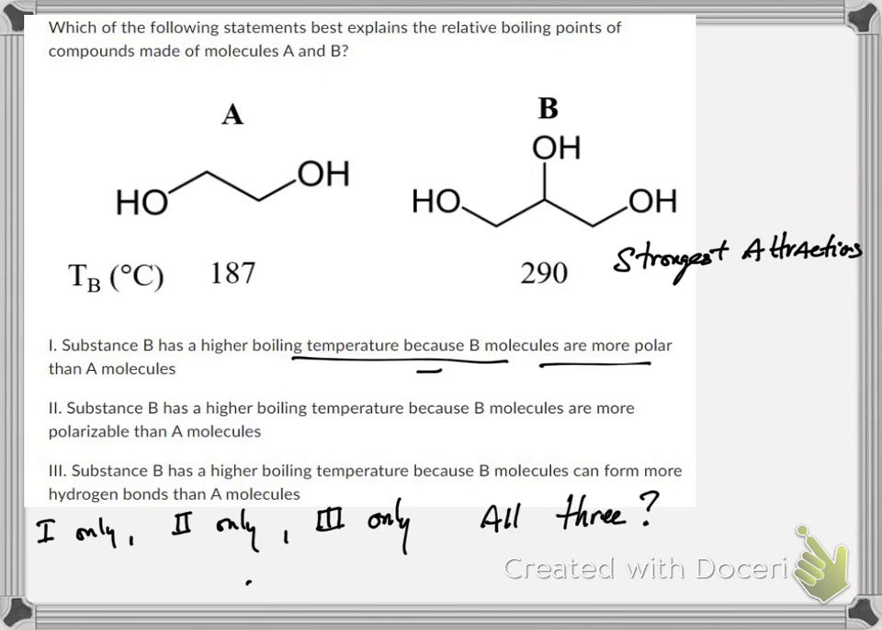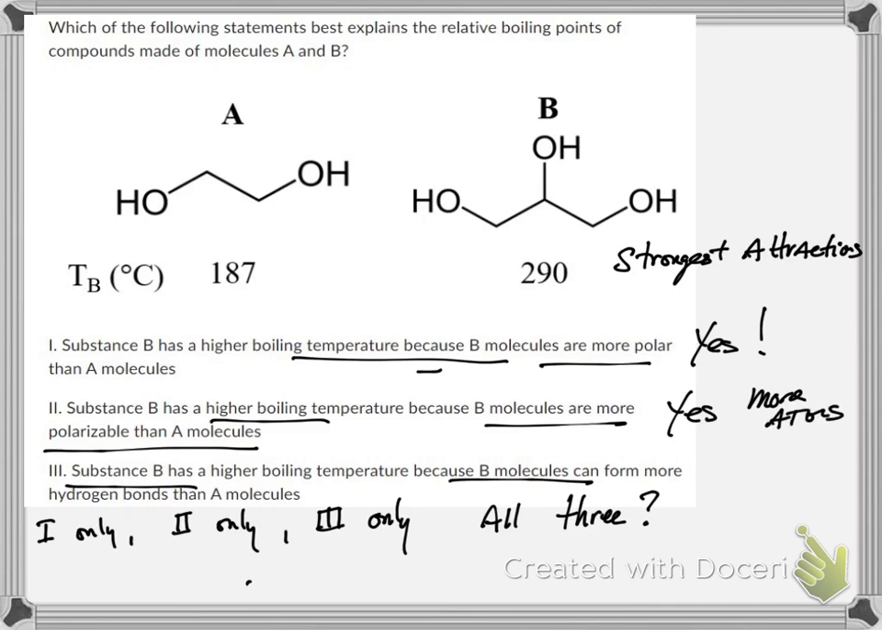So substance 1 has a higher boiling point. This is what 1 says, because B molecules are more polar than A. That's true. There's more OH groups, more oxygen atoms, definitely more polar. That's consistent with the higher boiling point. 2 says substance B has a higher boiling point because molecules are more polarizable than A. That's true. There are more atoms present, more protons, more electrons, more polarizable.